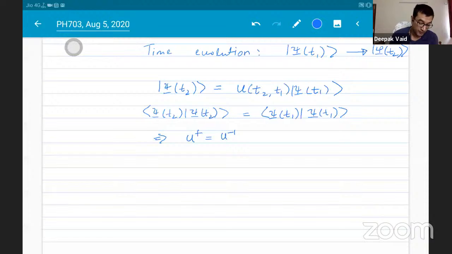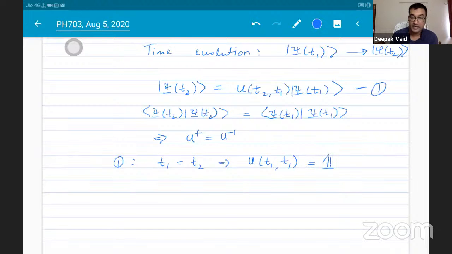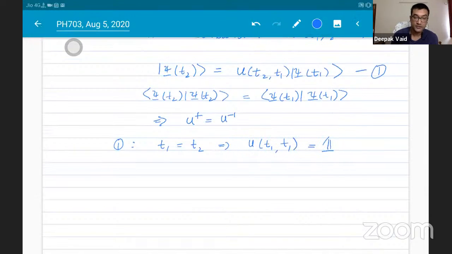Now, if you look at this expression 1, and we set t1 to be equal to t2. In that case, what do we have? We have u of t1, and this has to be equal to the identity operator, because in that case, psi t2 and psi t1 are the same. So by definition, this has to be equal to the identity operator. Basically, if nothing happens, then nothing happens, and nothing happening is described by the action of the identity operator. Okay.